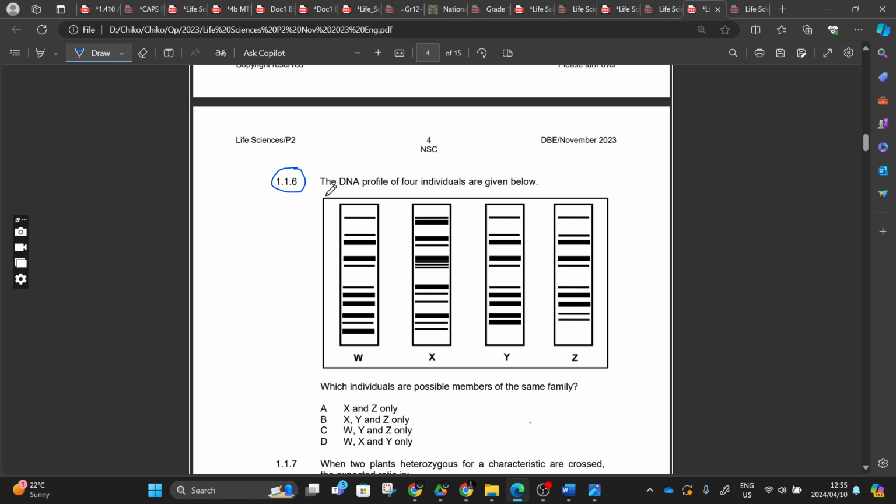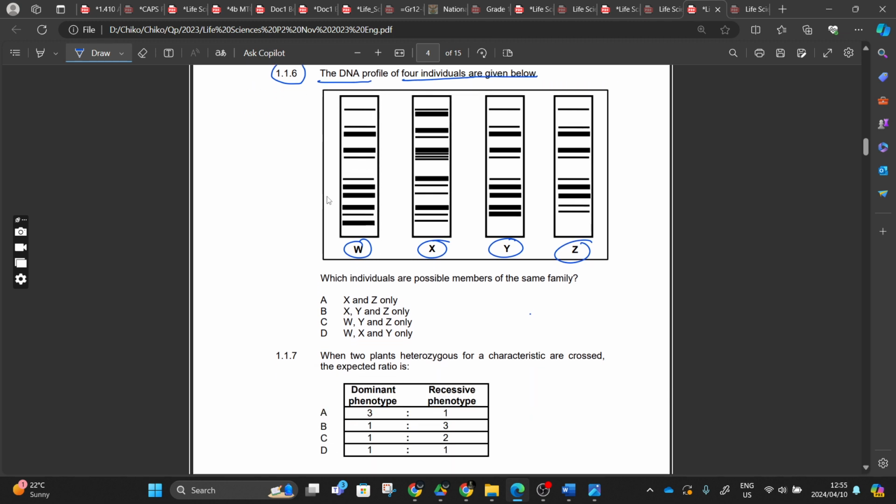Let's move on, right? Today we are doing DNA profiling. 1.1.6: the DNA profile of 4 individuals are given below. We have W, we have X, we have Y, we have Z, right? So for sure, we will have to see those that are aligning. Here we can see we have a bar that is aligning in 3 of them, right? This one it can be first, and then we also have this one. We have the bars that are aligning here. That can be our second clue before we answer our question, right?